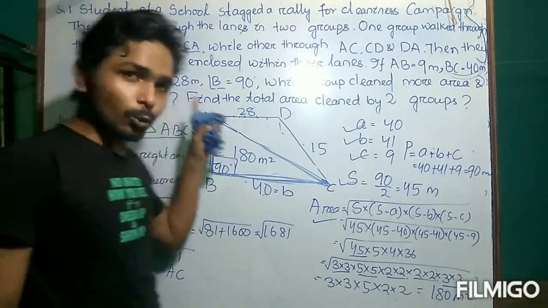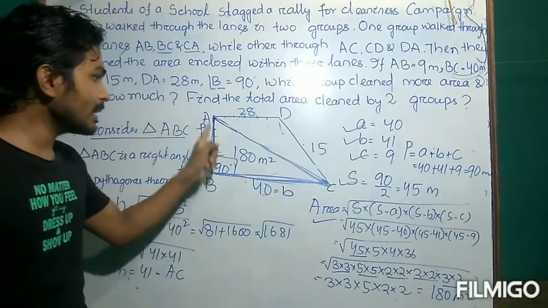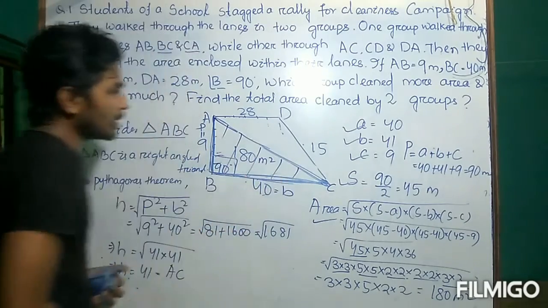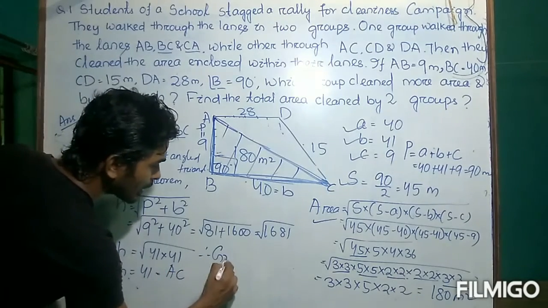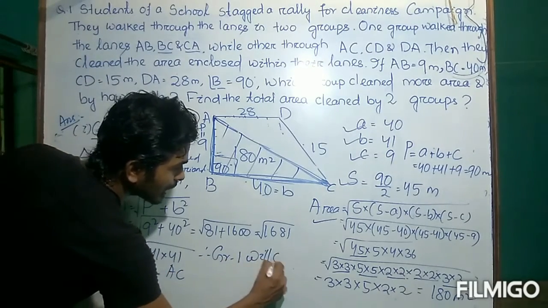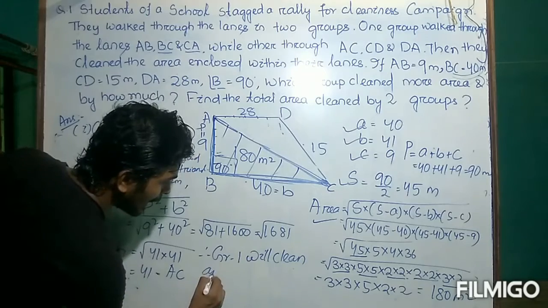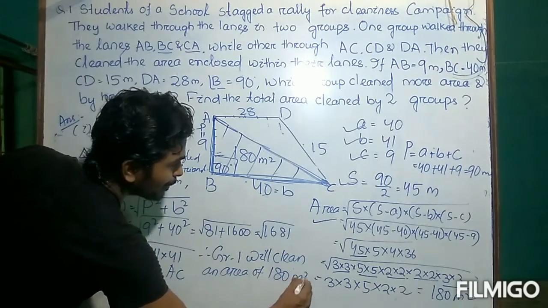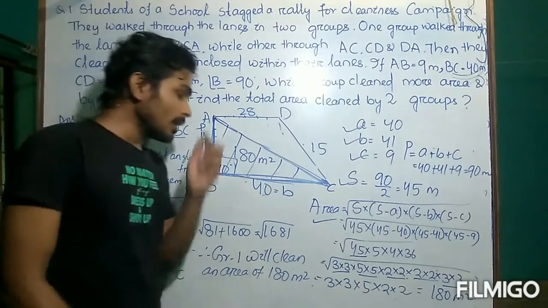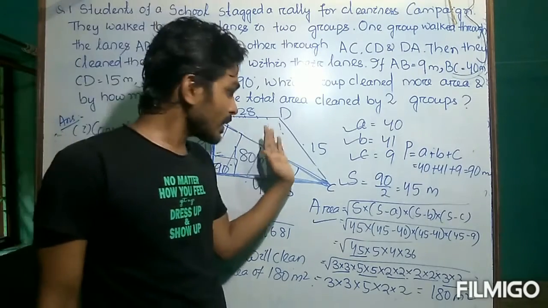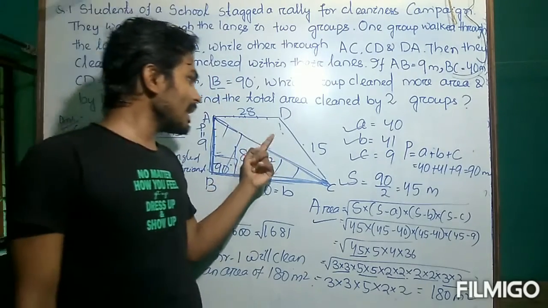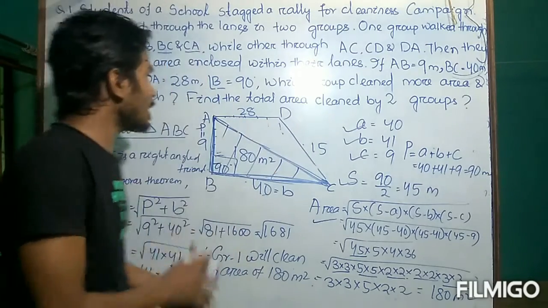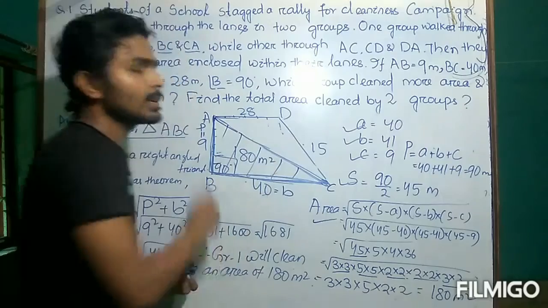It means group 1 will clean an area of 180 meter square. So you can write, group 1 will clean an area of 180 meter square. Now the area has been found out for the first triangle. Now we need to find the area which group 2 will cover to clean. That is the area of the triangle ADC.